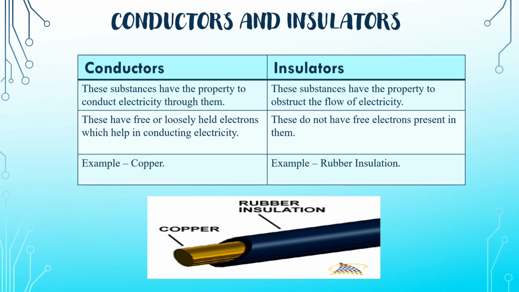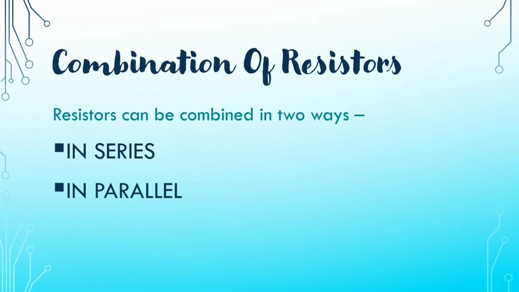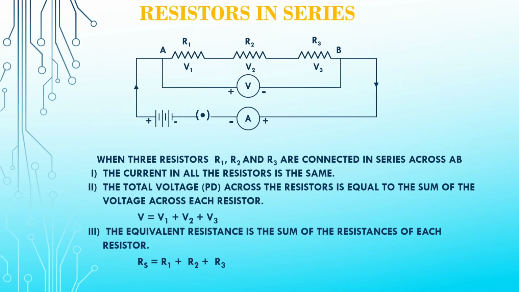Resistors can be combined in two ways: one, connected in series, and next, resistors connected in parallel. We're going to see the circuit diagram of resistors connected in series. Suppose we consider three resistors, R1, R2 and R3. They are connected in series across the points A and B.